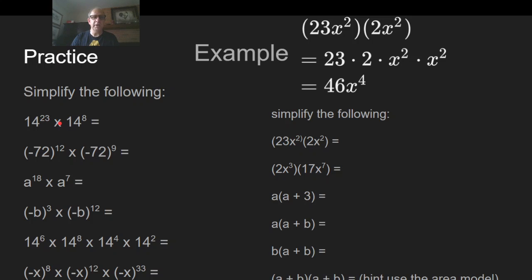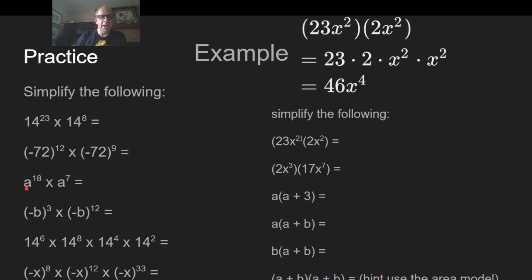I'm multiplying the exponents. So I have 14 to the 23rd power times 14 to the 8th power. Add the exponents, 23 plus 8. So 14 to the 23 plus 8th power equals 14 to the 31st power. Okay? I'm not going to do all of these. I'm going to let you do them, and you can check them later.